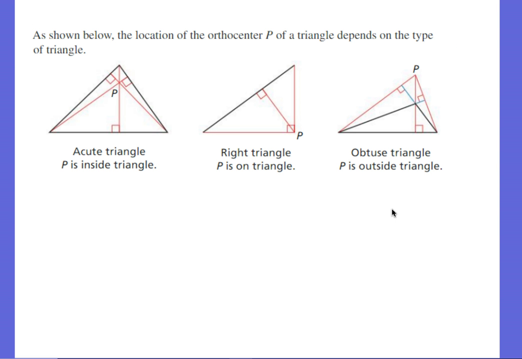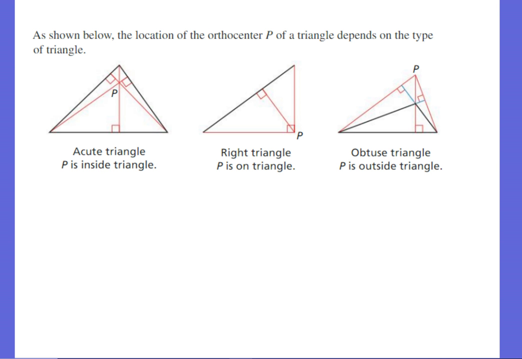And then last but not least, for the obtuse, here's what we were talking about in our last slide. As you can see, from this vertex to its opposite side, you notice that not every single one is necessarily hitting a side of the triangle. Some of them are hitting a line that contains the side of the triangle. And so that's why it ends up being outside of the triangle, as it may not actually hit the opposite side. It's that line that contains it.